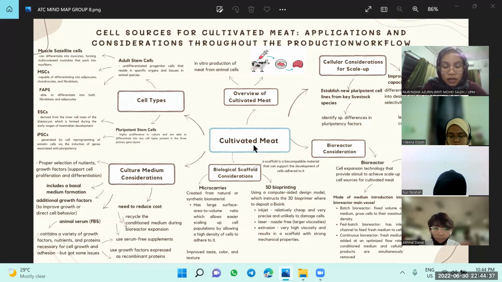Next is laser. The laser bioprinter utilizes a laser in conjunction with an optical lens to print a micro-scale droplet. It is nozzle-free, which allows larger viscosities. Finally is the extrusion bioprinter, which allows very high viscosity bioink to be used and results in a scaffold with strong mechanical properties. That's all from me. Thank you.